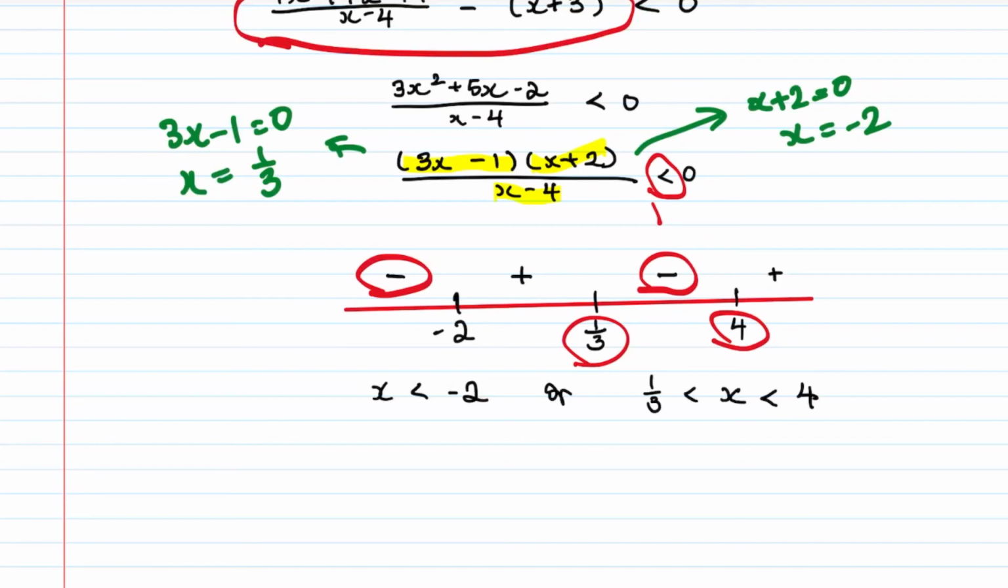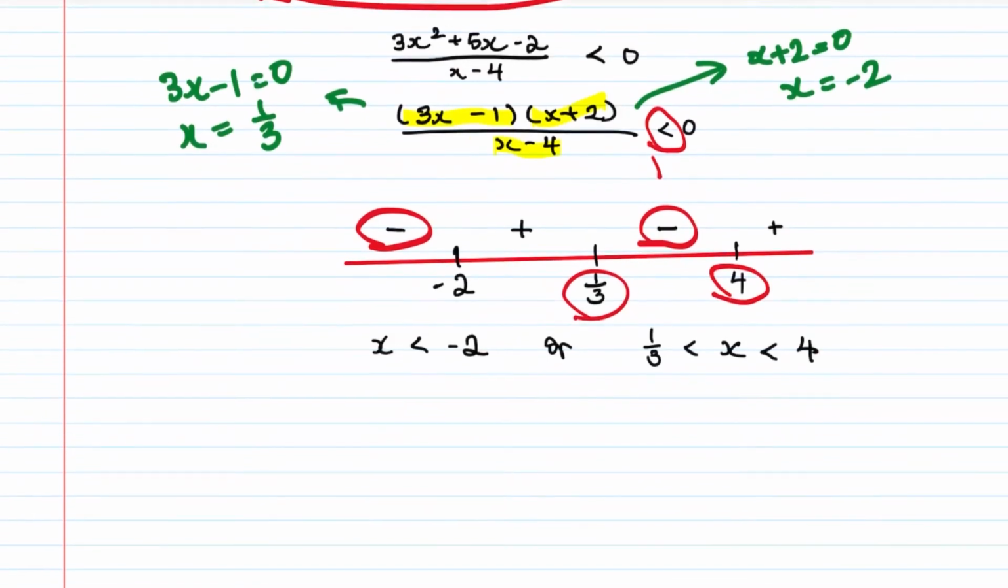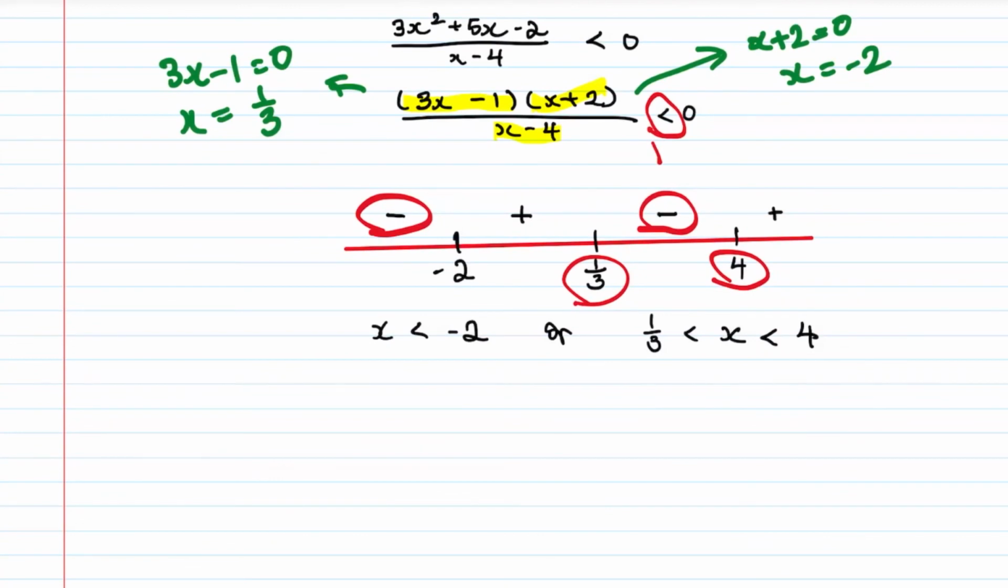Anything that is more than 1/3 but less than 4, anything in between will also be less than 0. Likewise, if your x value is less than minus 2, the overall inequality over here is going to be less than 0 as well. So that is how you find your inequality answers. Every time you come across an inequality question, they are always going to be looking at an answer that is an inequality. So x is more than something, less than or equal to something, or in between something and something.